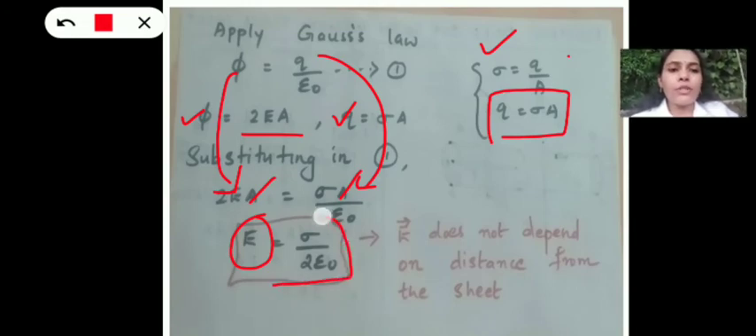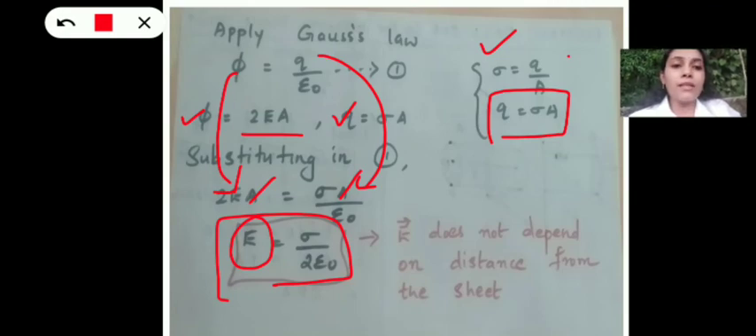And from this expression it is clear that this electric field intensity does not depend on any distance from the sheet. That means here the distance from the sheet was r. The expression for electric field intensity does not involve any term containing r. So the electric field intensity due to a plane sheet is constant. It does not depend upon any distance. It will be constant, since sigma is a constant and 2 epsilon naught is a constant. So the electric field intensity will be constant in the case of a surface charge distribution or plane sheet.